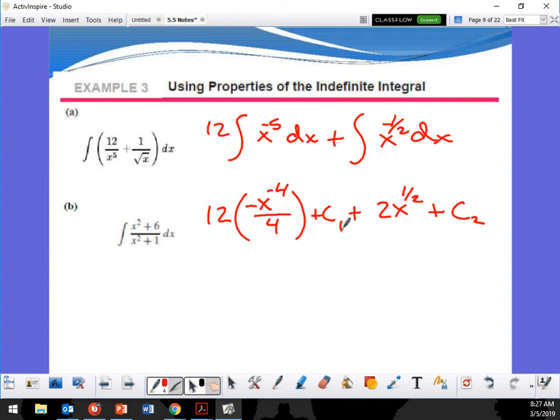Okay, so let's go ahead and clean this bad boy up. What can I do with that x to the -4? On the bottom. Bring it back down, and then 12 and the 4, it's going to be -3 over x to the 4th, plus 2 square roots of x, 2x to the 1/2. I like exponents, I really do. I hate writing the radicals out. And then plus some constant, right?